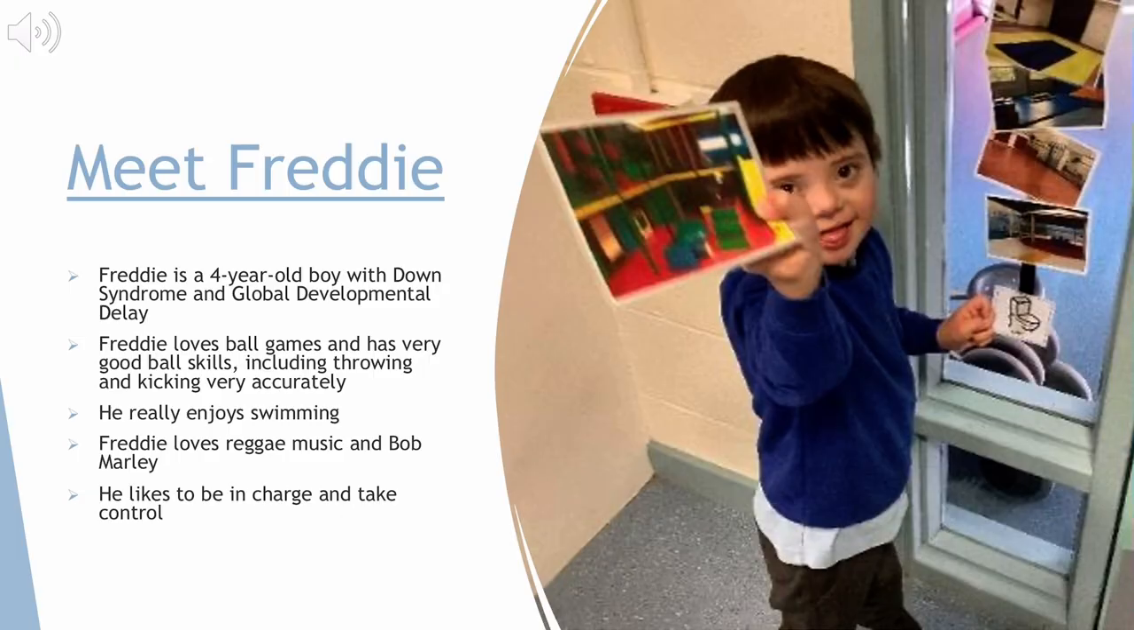Meet Freddie. Freddie is a 4-year-old boy with Down syndrome and global developmental delay. Freddie loves ball games and really enjoys swimming. He also loves reggae music, including Bob Marley. He likes to be in charge and take control.